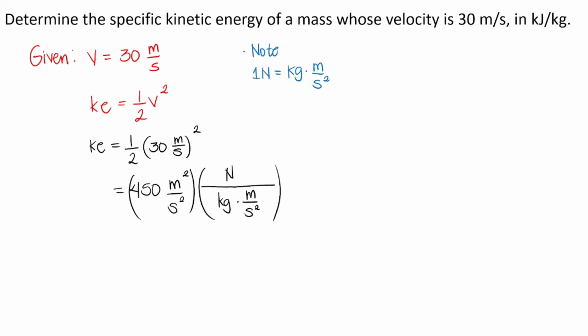So, this will cancel. May matitirang isa. And, again, tong second squared ay pupunta dito sa numerator. Magka-cancel sila. Shing, shing, shing! So, ang matitira na units natin is 450 Newton meter per kilogram. And from our first problem, 1 Newton meter is equal to 1 joule.